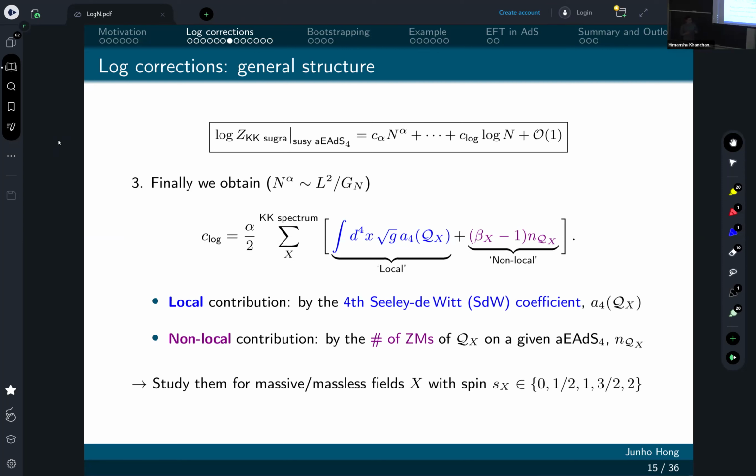And the Kaluza-Klein supergravity consists of fields from spin 0 to 2, possibly massive and massless. So the next task would be to determine this A4 and N for these general fields. And I'm going to start that from the local contribution first. I'm going to give you how to get A4.